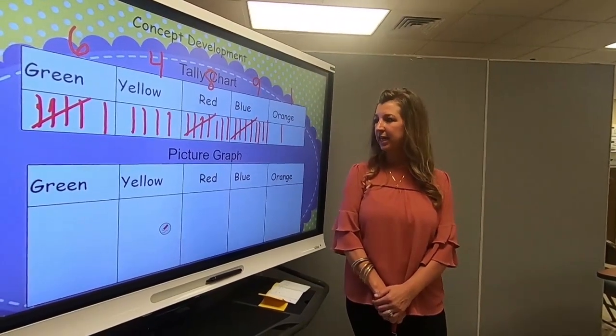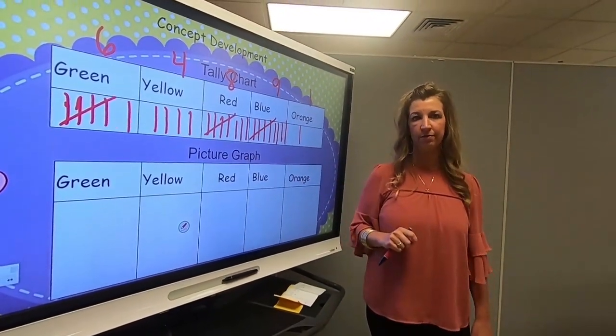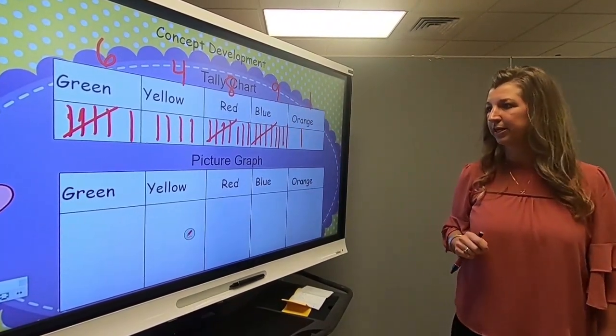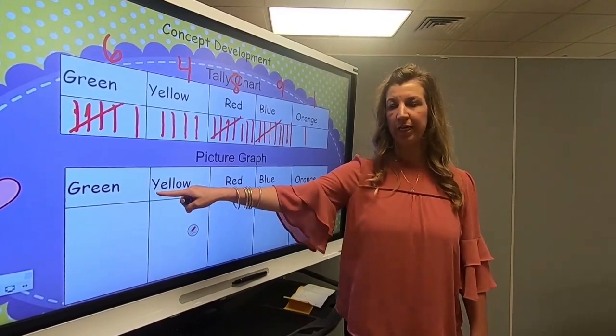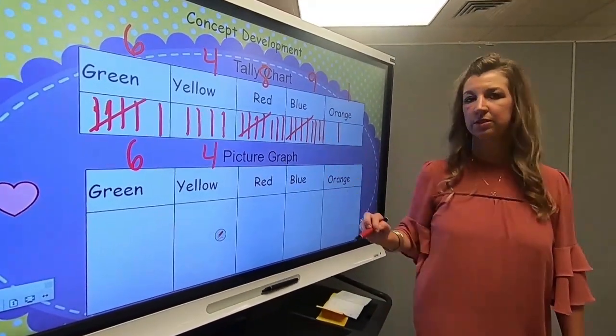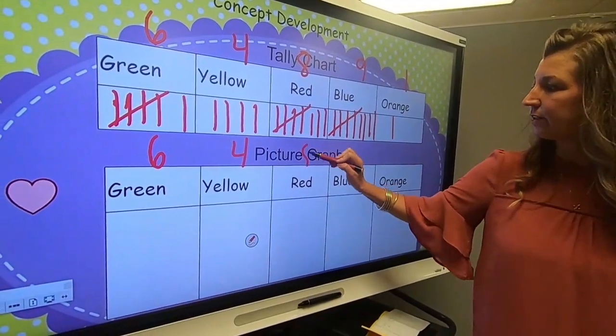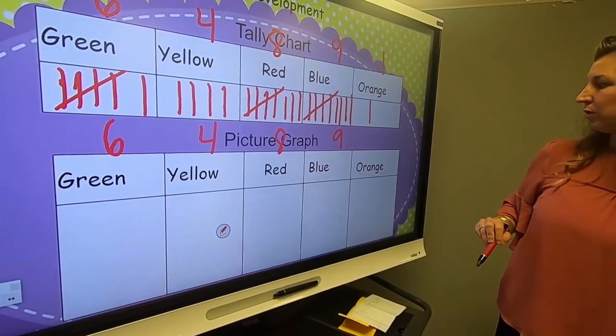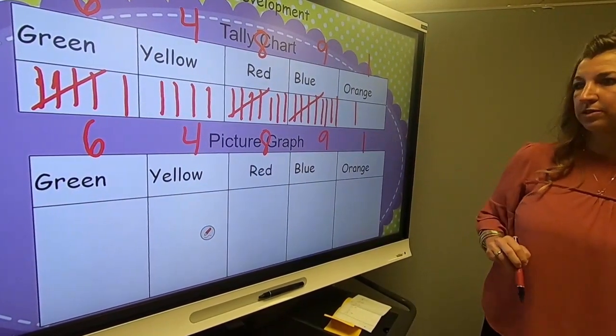I'm going to use the same data on the bottom for my picture graph. So I'm going to use the same votes. I'm just going to redraw it using a picture graph. So for green, we had 6 votes. For yellow, 4 votes. For red, 8 votes. For blue, 9 votes. And for orange, we had only 1 vote.